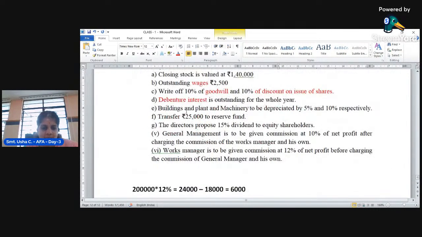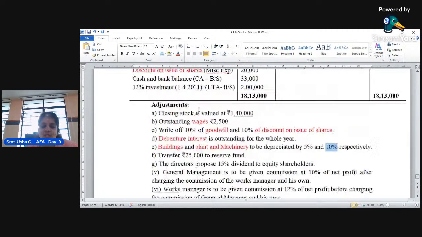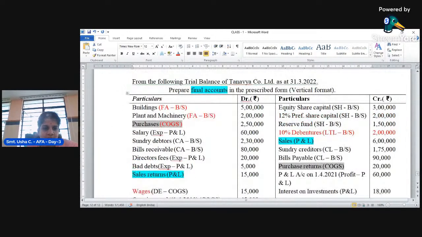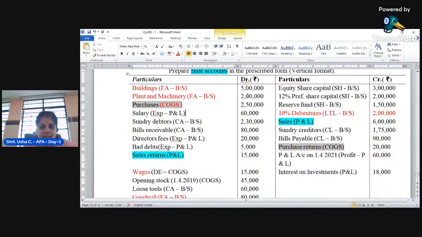Next item is building and plant and machinery to be depreciated by 5% and 10% respectively. Means for buildings they are charging at 5%, and plant and machinery is required to be charged at 10% depreciation. So where is building and plant and machinery here, right? These are the items of fixed asset, building and plant and machinery, on which we have to charge depreciation.